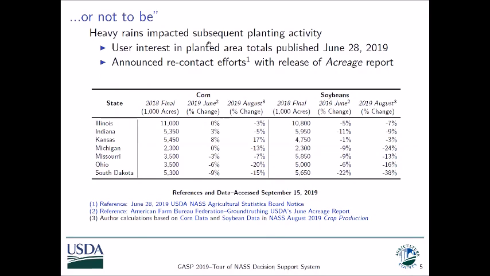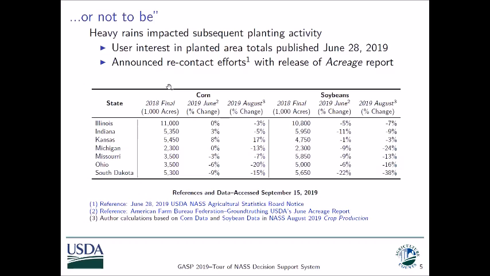So what you're seeing is based on the impacts of heavy rains that affected much of the Corn Belt and other parts of the nation. There was a lot of interest, you could say, around the release of that June 28th publication. In the second column here, you're seeing a summary that was produced by the American Farm Bureau Federation, where they were computing the percent change of the 2019 June acreage total relative to 2018 data, and trying to reconcile that with their understanding of conditions in their respective states.